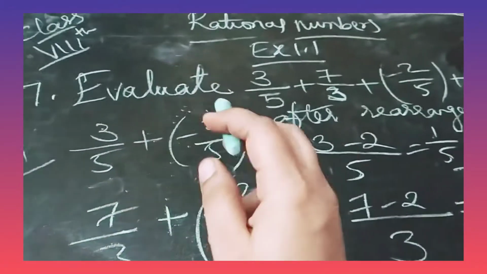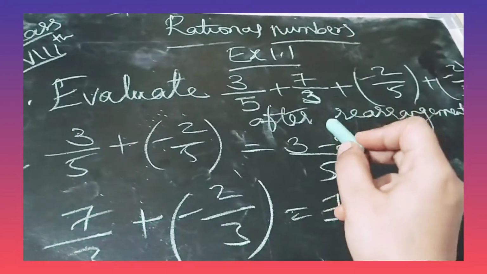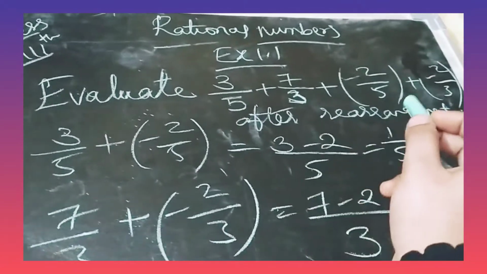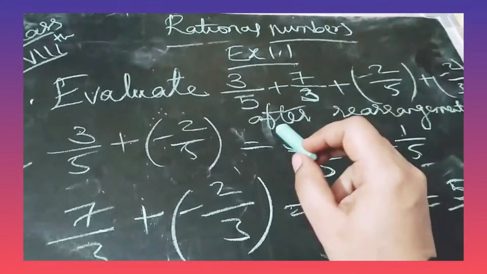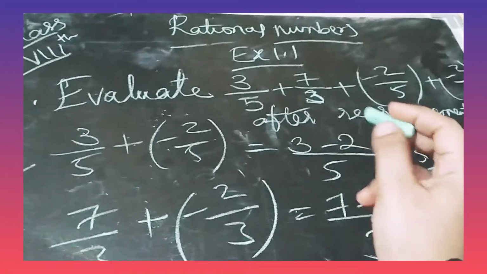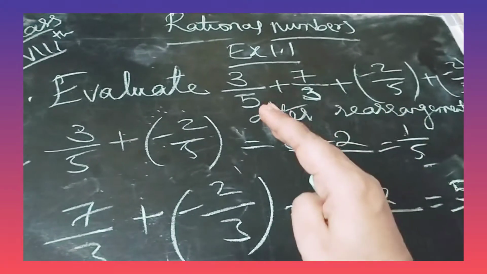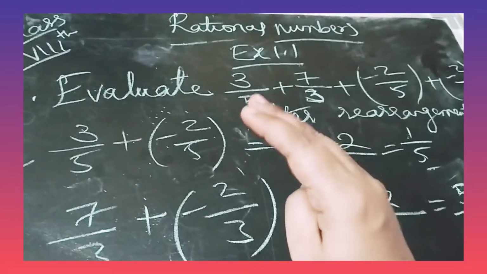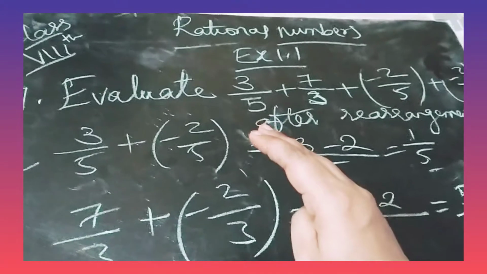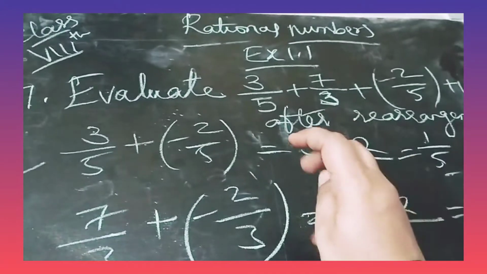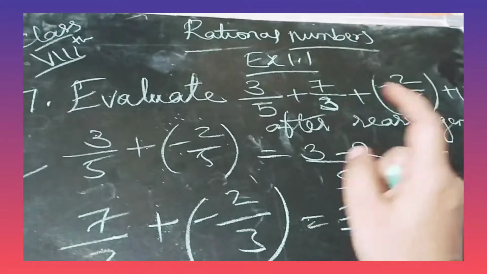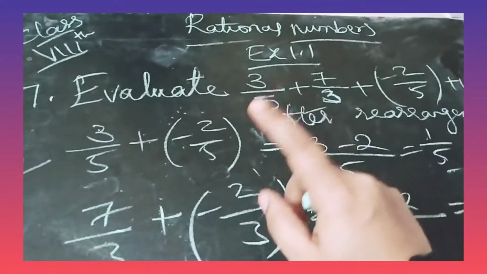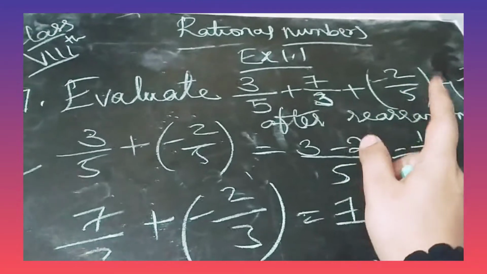The 7th sum is: evaluate 3 by 5 plus 7 by 3 plus of minus 2 by 5 plus of minus 2 by 3, after rearrangement. After rearrangement means we will take the like fractions. First we will evaluate the like fractions. Here, what are like fractions? 3 by 5 plus of minus 2 by 5. Like fraction means the denominator is the same. We will take first 3 by 5 plus of minus 2 by 5.